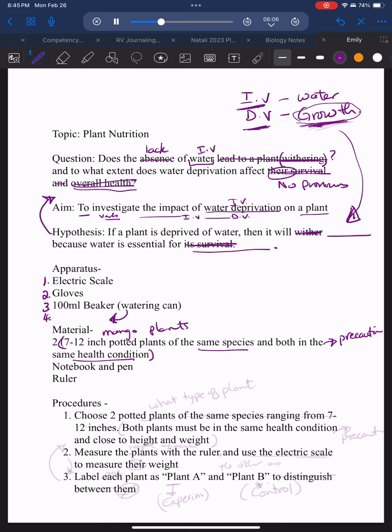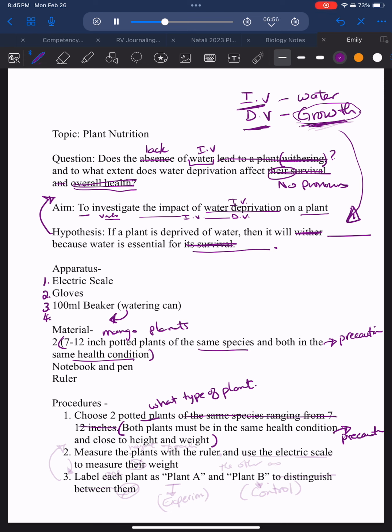Procedures. Choose 2 potted plants of the same species, ranging from 7 to 12 inches. Both plants must be of the same health. Okay. Once again, this goes as precaution. Choose 2 potted plants. You have to tell me what type of plant. You decide what type of plant, but make sure you're specific about what type of plant you're going to be using. Then you can remove this here.